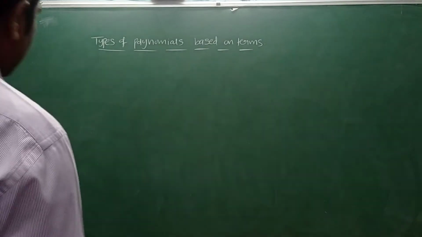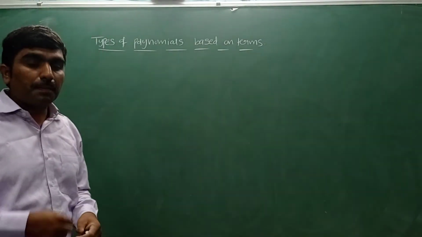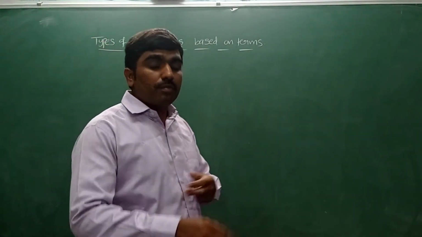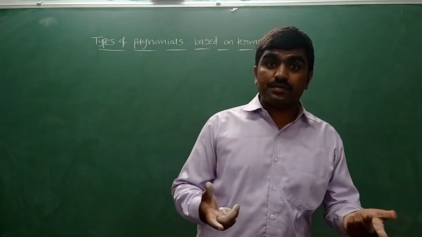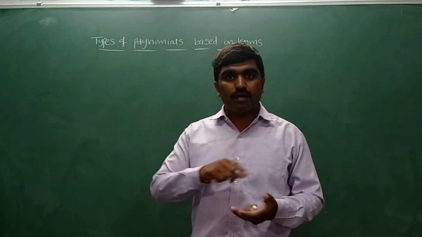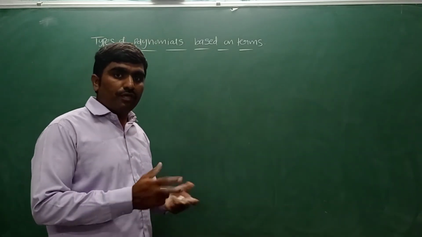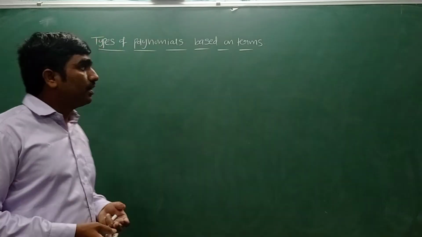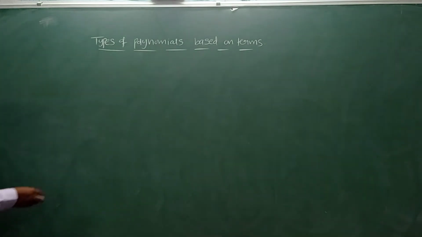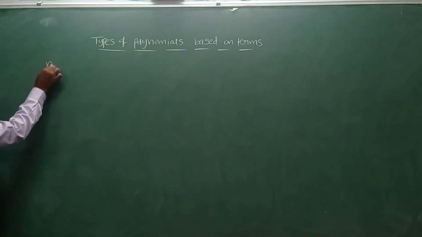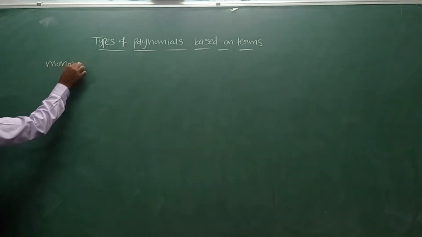Yes, children, now let's see types of polynomials based on terms. A polynomial may have 1 term, 3 terms, 10 terms, 100 terms, n number of terms also. Now let's see how we can separate them based on terms. In that, the first one is monomial.